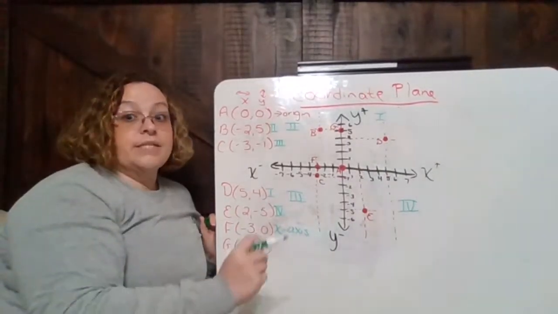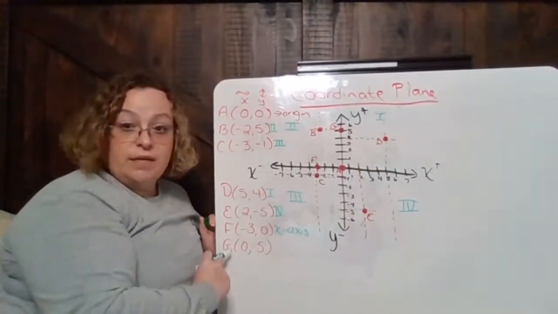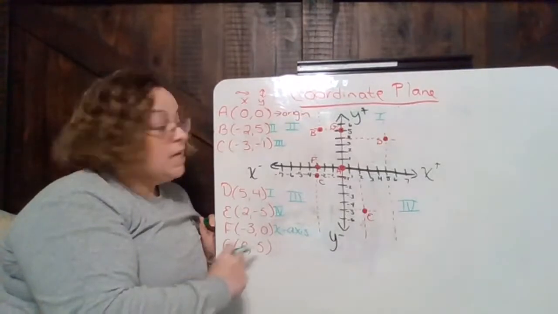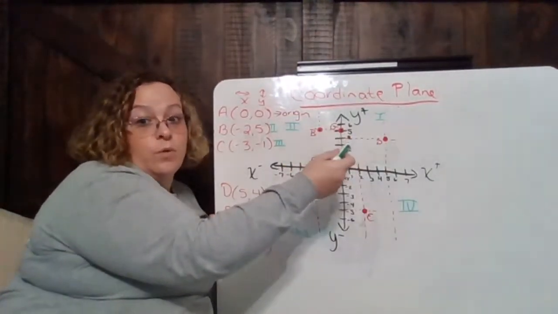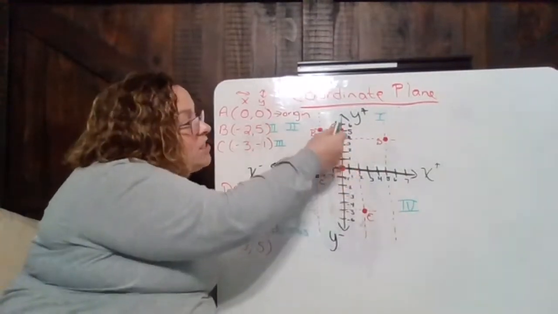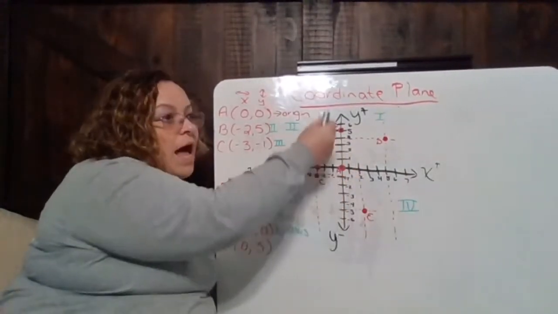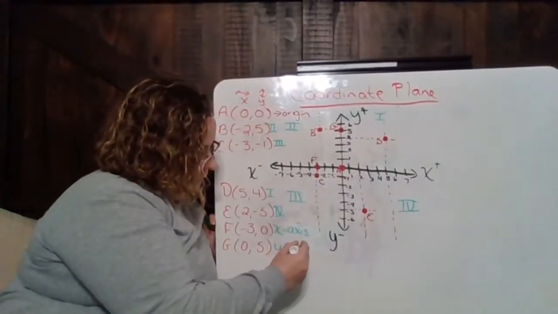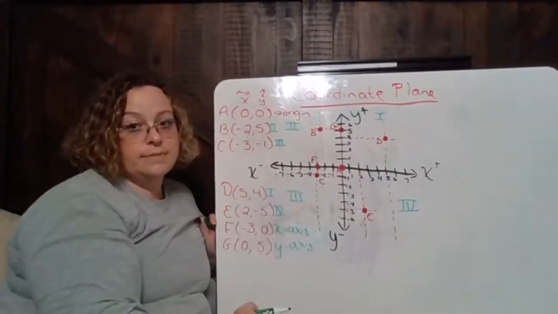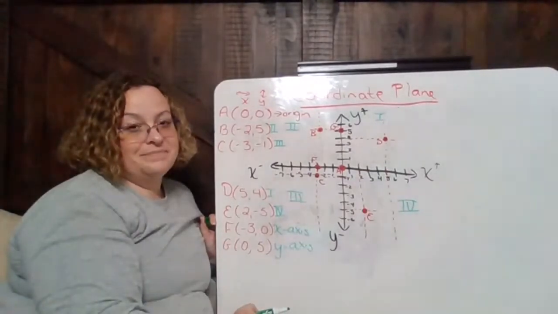All right, so now if I look at G, G is not fully in 1 or 2, so it can't be in either one of those. It's on the axis, the y-axis. So that is your answer, y-axis. Okay?